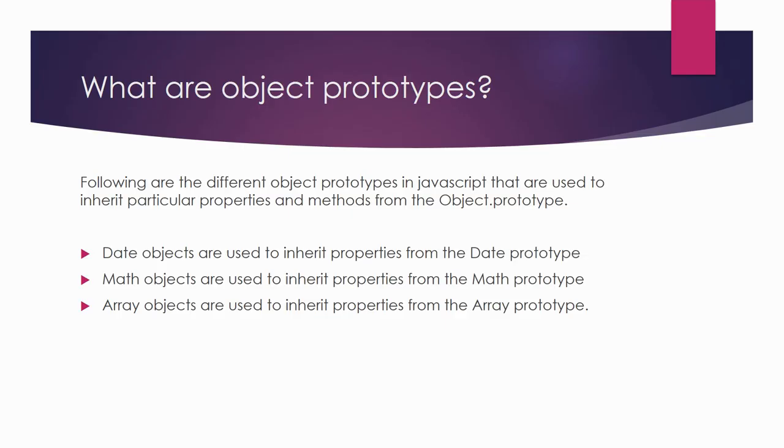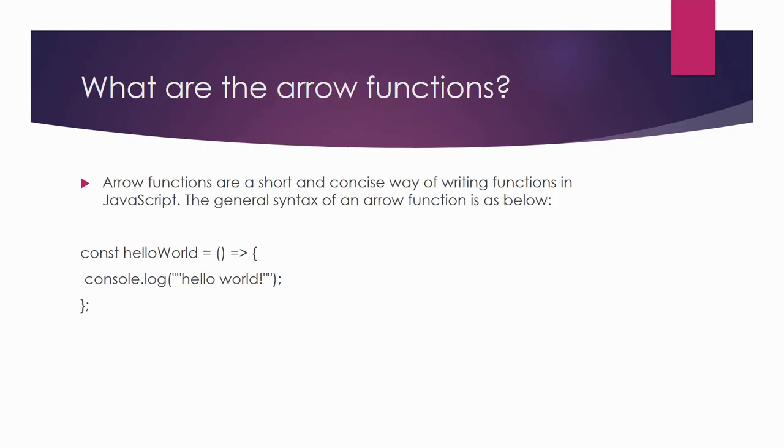What are object prototypes? Following are the different object prototypes in JavaScript that are used to inherit particular properties and methods from Object.prototype. First, Date objects are used to inherit the properties from the Date prototype. Math objects are used to inherit the properties from the Math prototype. Array objects are used to inherit the properties from the Array prototype.